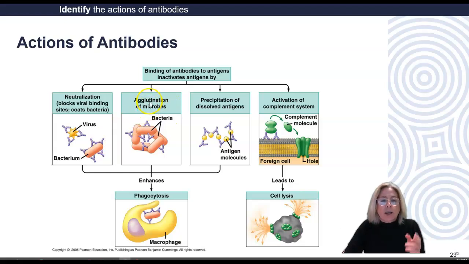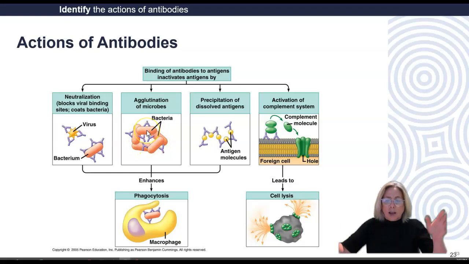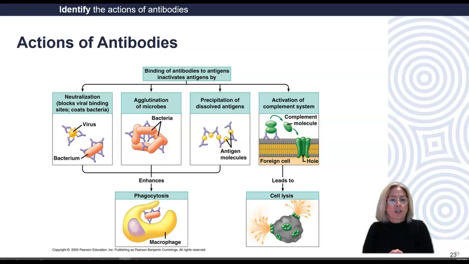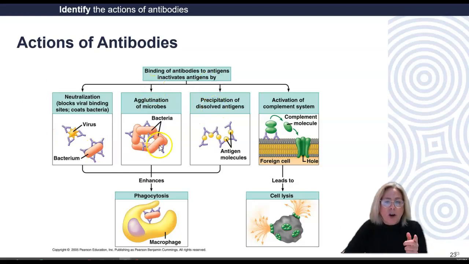It can also cause things like agglutination of microbes. Here you can see all of these antibodies that link up together and bind these bacteria, in this case, to cause agglutination. And remember, we used that agglutination process to work out our blood group, didn't we? Precipitation of dissolved antigens as well. You can see those antibodies linking them all together to cause precipitation.